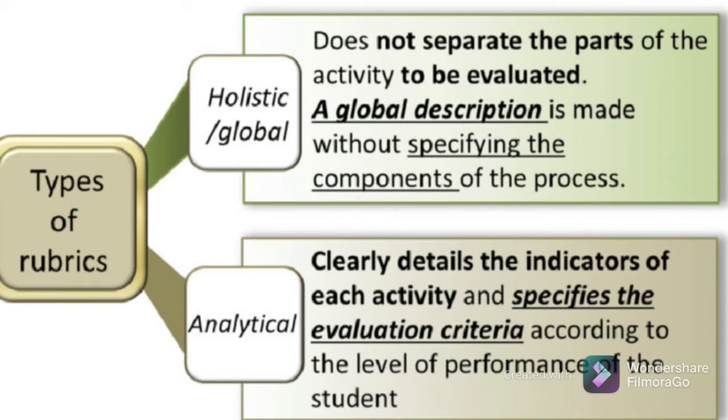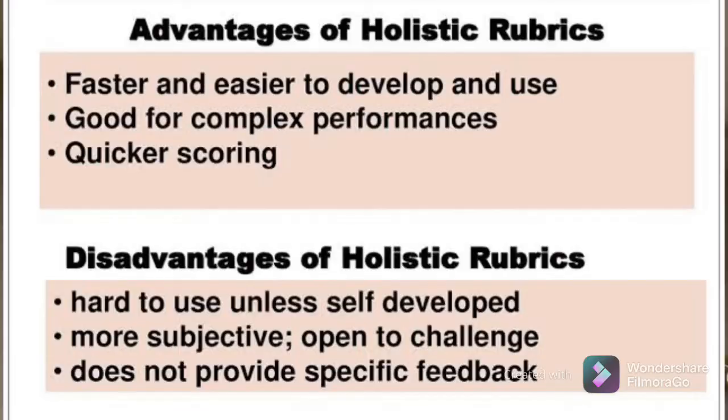Unlike in holistic rubrics, all the criteria are judged in one setting. So what are the advantages? One, scoring is faster than with analytic rubrics, because analytic rubrics are more detailed. It requires less time to achieve inter-rater reliability.